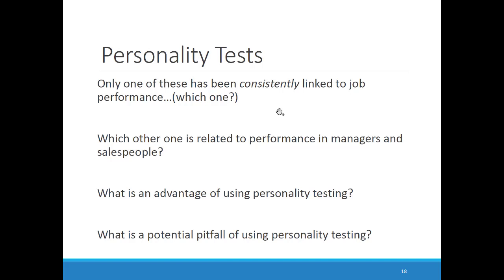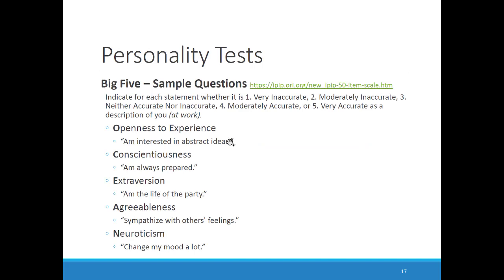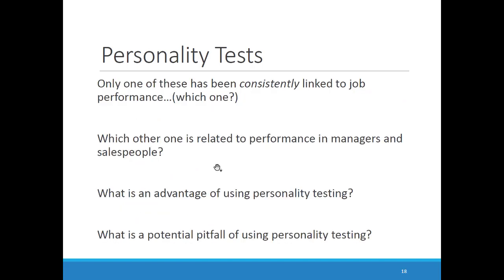All right, so which other construct do you think is related to performance in managers and salespeople? So let's again look back. Openness, conscientiousness, extroversion, agreeableness, or neuroticism? If you said extroversion, you would be correct.